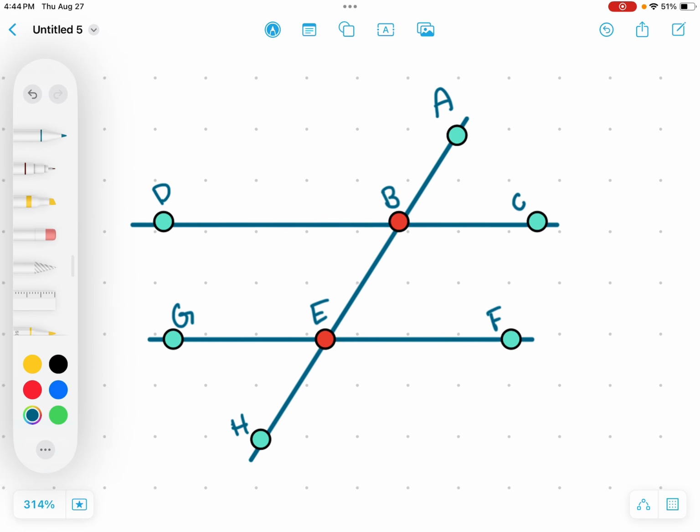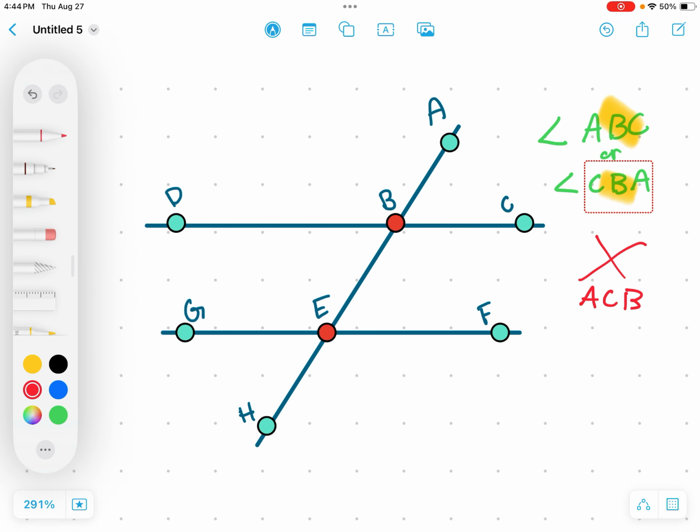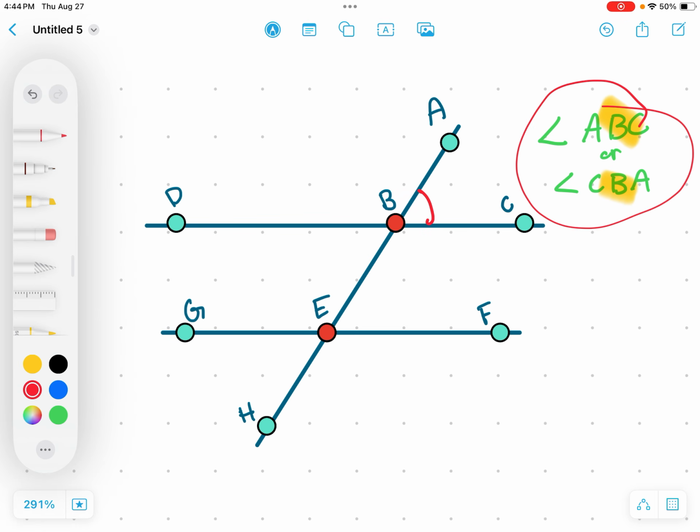So let's practice it when looking at a set of parallel lines with a transversal. If I want to talk about this angle right here, we can call it angle ABC, or we can call it angle CBA. We have to use just these because B is in the middle. We cannot use angle ACB because now we would be saying C is the vertex because it's the one in the middle, but it's not. So this would not work. Only one of these angles would work for this angle right here.